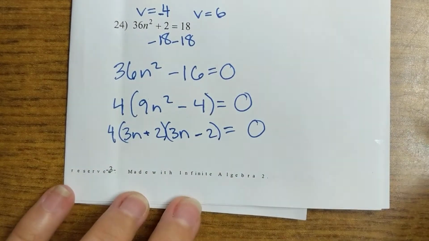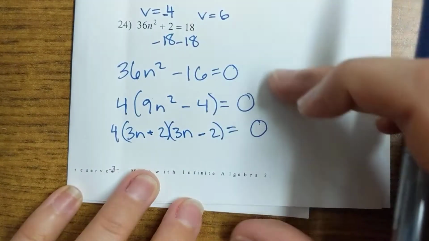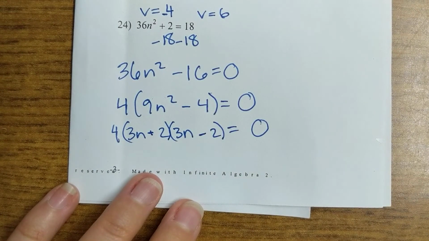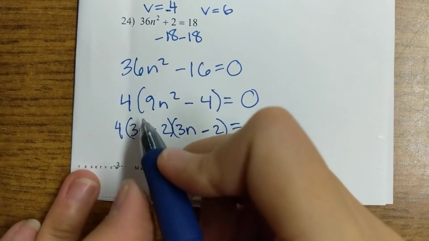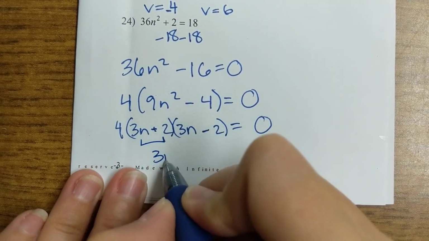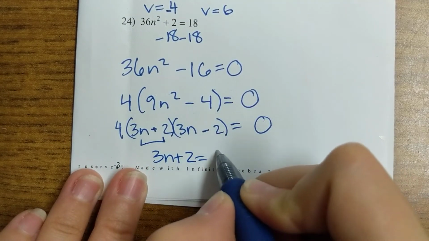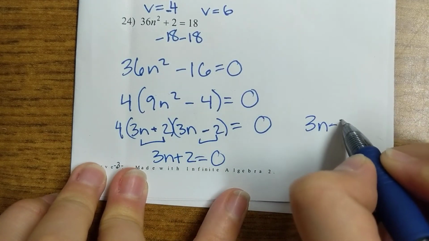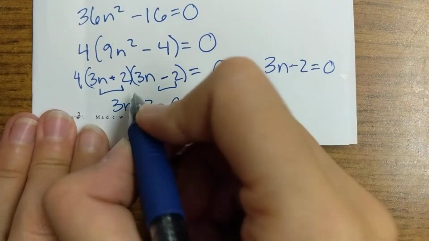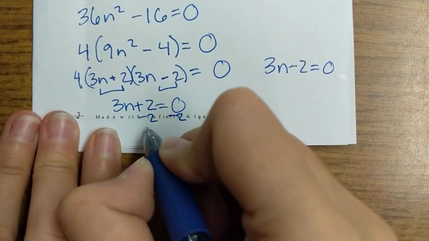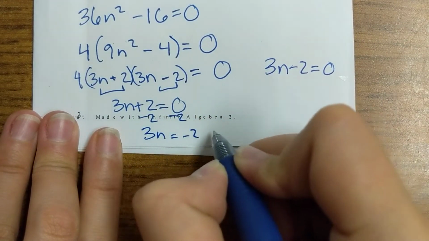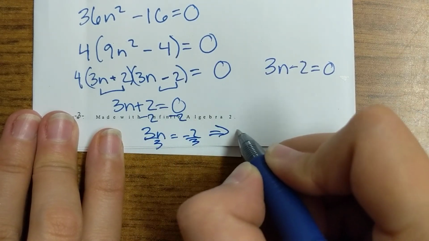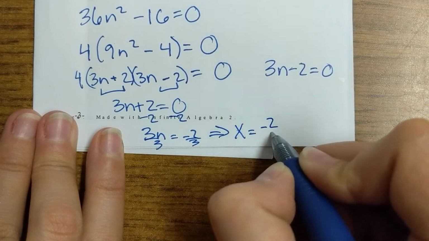You're not done. You do have to solve this. Only the ones over here, though. Don't try solving the other ones, it'll waste your time. Only when there's an equation do we actually get an answer. So 3n plus 2 equals 0, and then 3n minus 2 equals 0. We subtract 2 on both sides: 3n equals negative 2. Divide both sides by 3 and you get n equals negative 2/3.